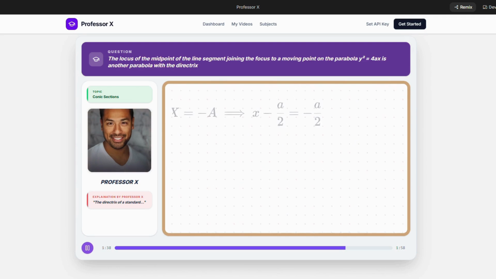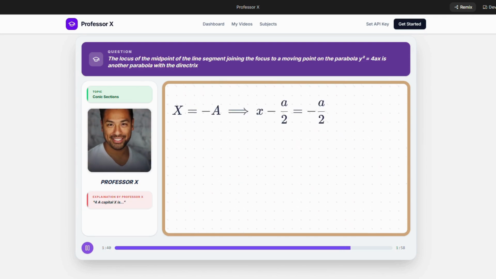The directrix of a standard parabola capital Y squared equals 4A capital X is given by capital X equals negative capital A. We substitute capital X with x minus a over 2 and negative capital A with negative a over 2. Solving this gives us x equals 0, which means the directrix of our locus parabola is simply the y-axis.